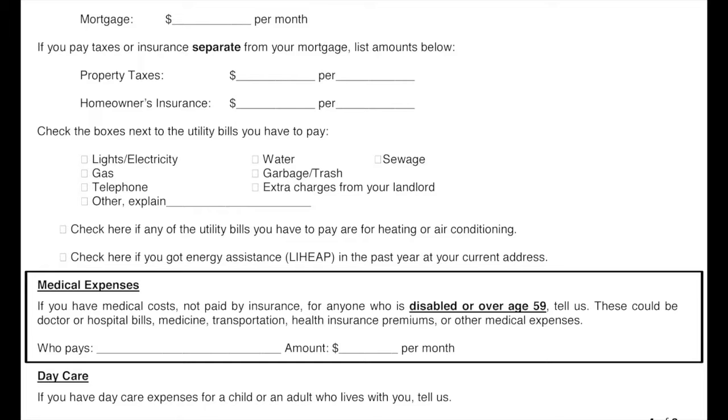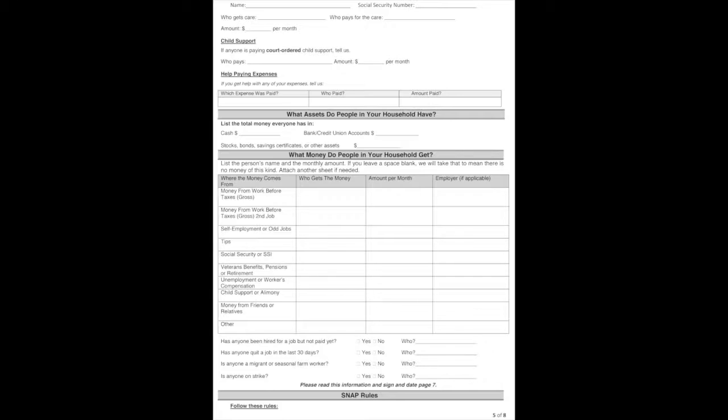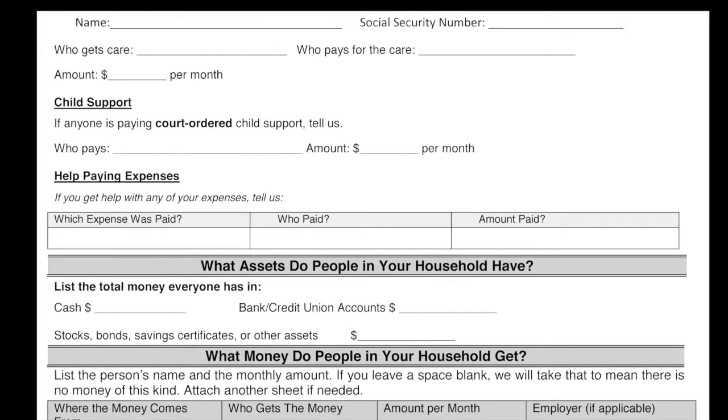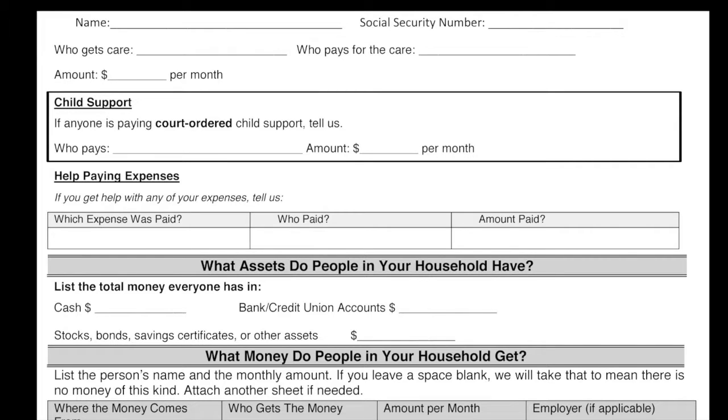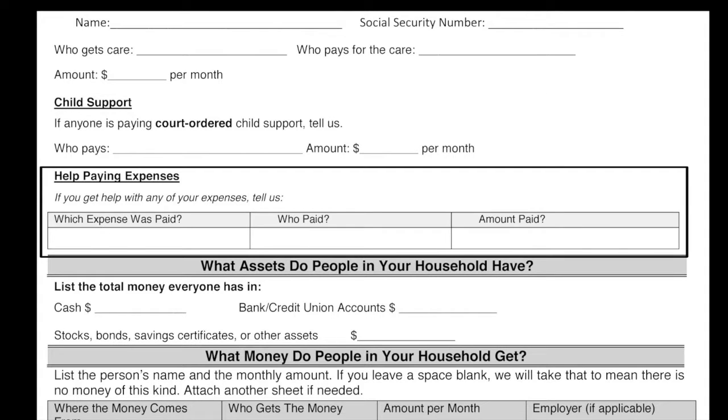If they have a supplement, also known as Medigap insurance, that premium also counts, as well as the Part D drug plan premium and drug copays they pay at the pharmacy. If they have any daycare expenses for a child or adult, list who gets the care, who pays for the care, and the amount they pay for the care. If anyone is paying court-ordered child support, the amount and who pays the child support needs to be listed. If anyone helps pay for the expenses other than the client, you need to list which expenses they are getting help to pay, who is helping pay the expense, and how much they are paying.